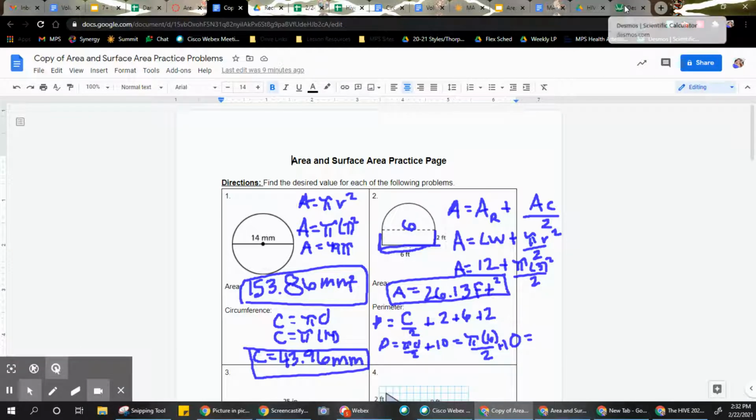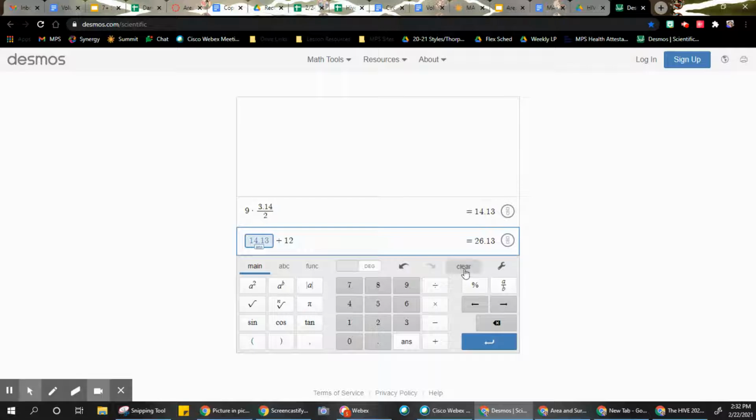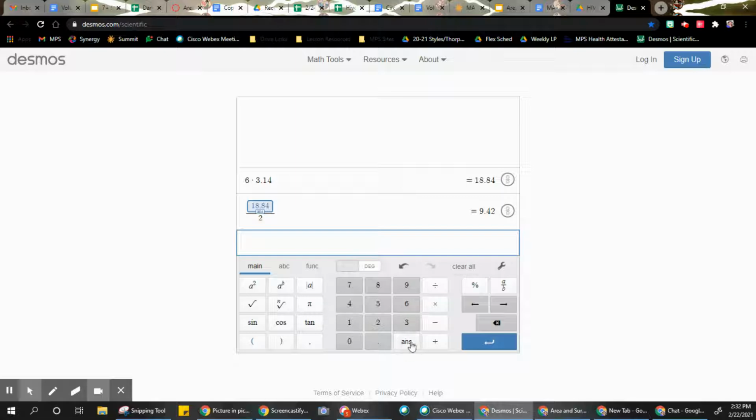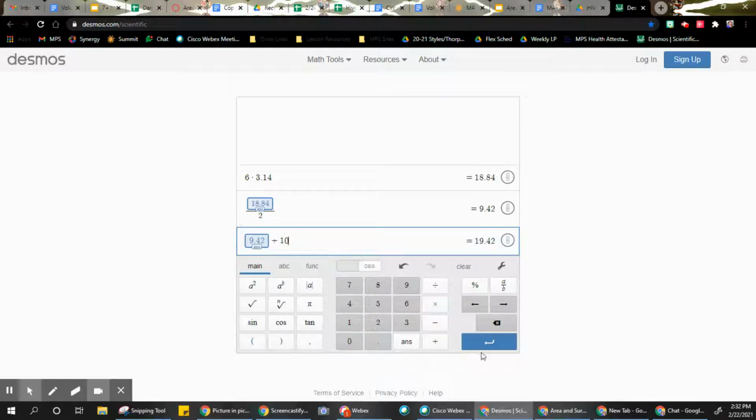So I'm going to come over here and I'm going to go ahead and clear everything out. So we know that our diameter is 6. So I'm going to do 6 times 3.14. I'm going to hit enter, and then I'm going to answer and divide it by 2 to get me that circumference, which is 9.42. Then I'm going to take that answer and add 10 to it. And that gives me 19.42.